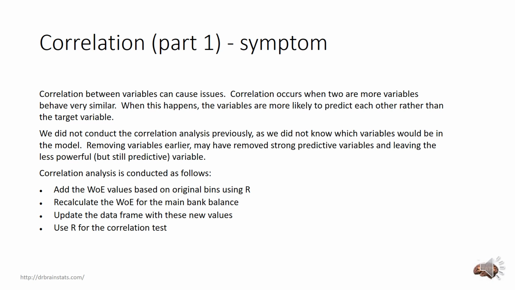First, we'll add the WE values based on original bins using R. We calculate the WE for the main bank balance, update the data frame with these new values, and use R for the correlation test.